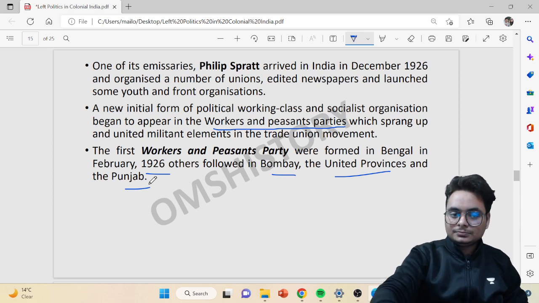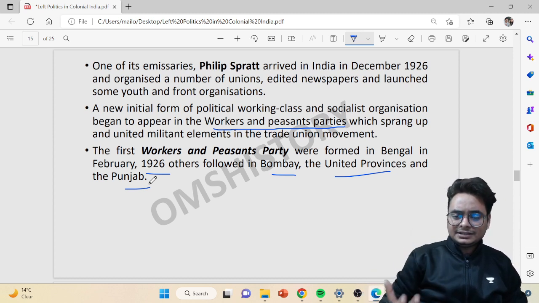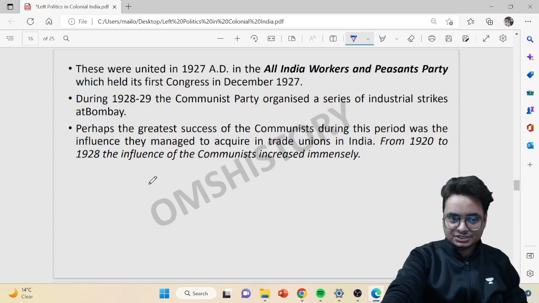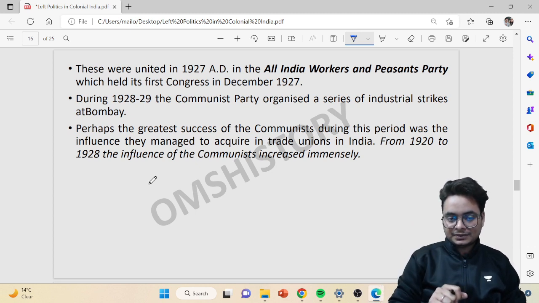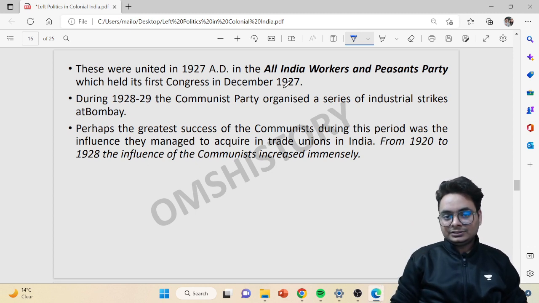Yeah. So now workers and peasant parties started emerging. The first party was in Bombay, and after that in United Province and Punjab, these parties started emerging. These were united in 1927 AD in the form of the All India Workers and Peasant Party.